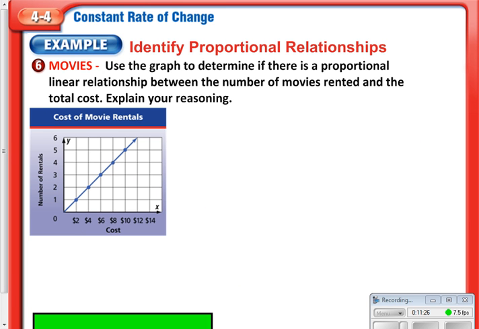Example 6, same thing. Movies. Use the graph to determine if there is a proportional linear relationship between the number of movies rented and the total cost. Explain your reasoning. So again, I'm going to go ahead and set up a table. My table is the number of rentals here. So number of rentals is my y value. Your x value is cost.